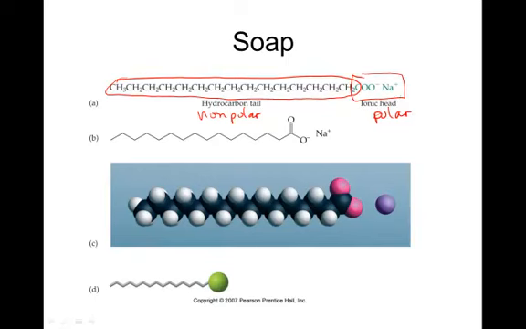So what happens is when you use soap, all the dirt from your body and the grease and the oil all stick around to this tail. This head part then dissolves in the water and it drags the tail on with it. This would be another example. So this is my long nonpolar tail, and here's my polar head.